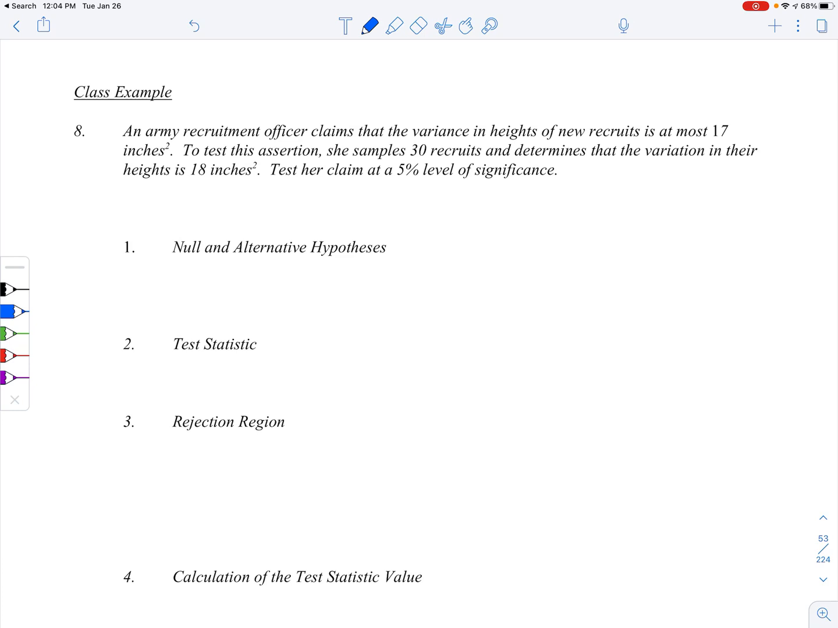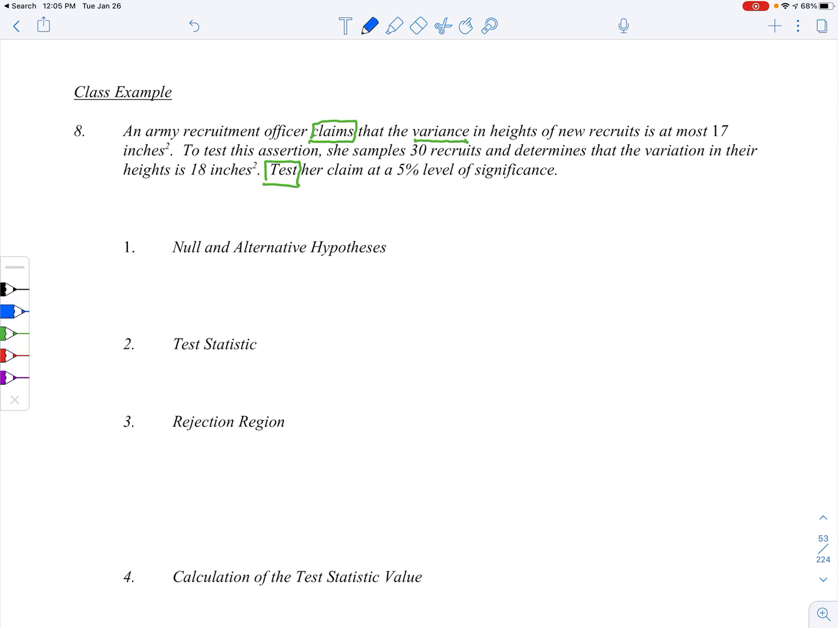An Army recruitment officer claims, so here you've got the word claims, which means that we're doing a test. And of course you can see the word test down here later, test or claim. You want to find out what is it that you're testing. Is it a mean, is it a proportion, or is it, in this case, a variance or a standard deviation? That the variance in heights of the new recruits is at most 17 inches, well, squared inches, right? Because variances are always in squared measures. So it's 17 squared inches. The 17 is already a squared number. You don't need to square it.